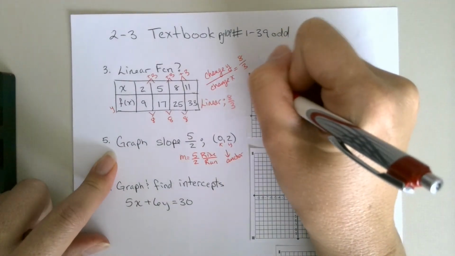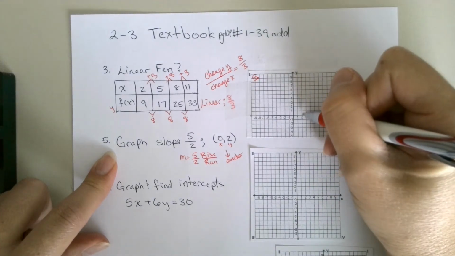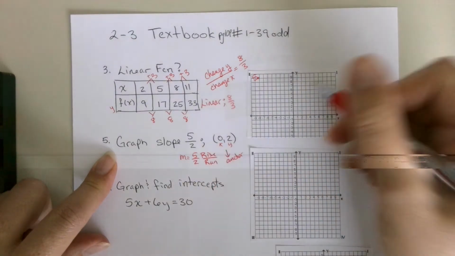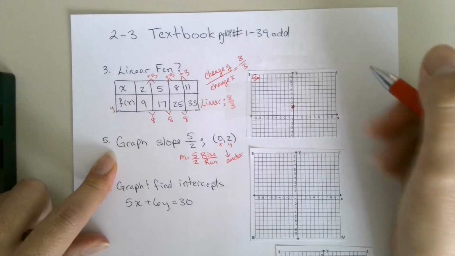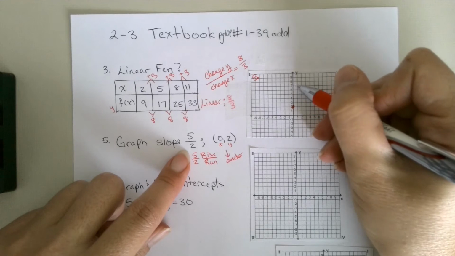So I'm going to do number 5 right here. And so when I go to do this, I plot my point at (0, 2). So this happens to be the y-intercept. So put a point there at (0, 2). And then I'm going to do my slope. I'm going to rise 5, 1, 2, 3, 4, 5, and run 1, 2.